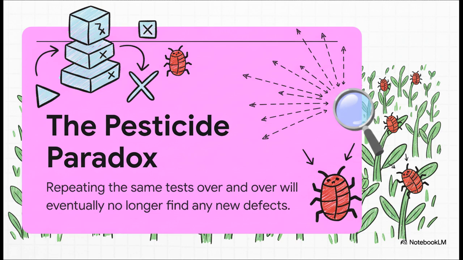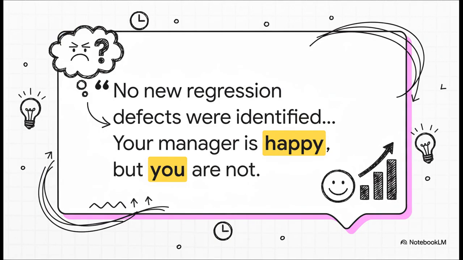Just think about it like this. If you keep spraying the very same pesticide on a field, what happens? Well, the bugs that survive become resistant, and pretty soon, your pesticide is useless. It's the exact same idea with software tests. If you just keep running the same old tests over and over, they'll eventually stop finding new problems. So let's put that idea to work.